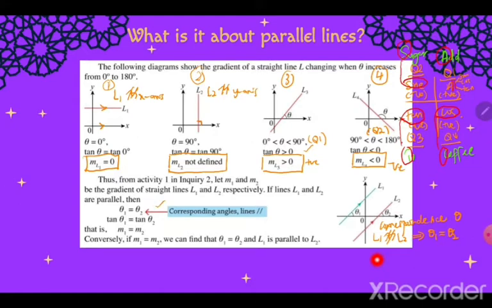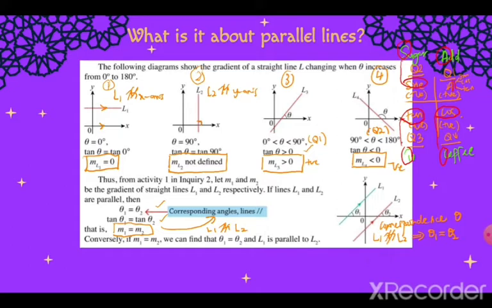When we talk about gradient for each line, we are talking about the tangent theta for each line. Since theta 1 equals theta 2, therefore tangent theta 1 equals tangent theta 2. So gradient 1 equals gradient 2, because both lines are parallel to each other. When parallel, the angle is the same. Conversely, if M1 equals M2, we can find that theta 1 equals theta 2 and line 1 is parallel to line 2.